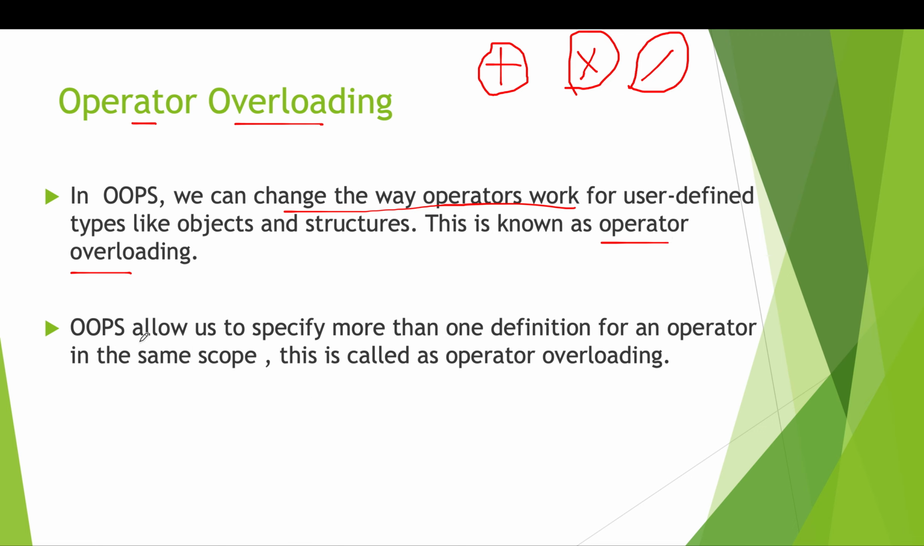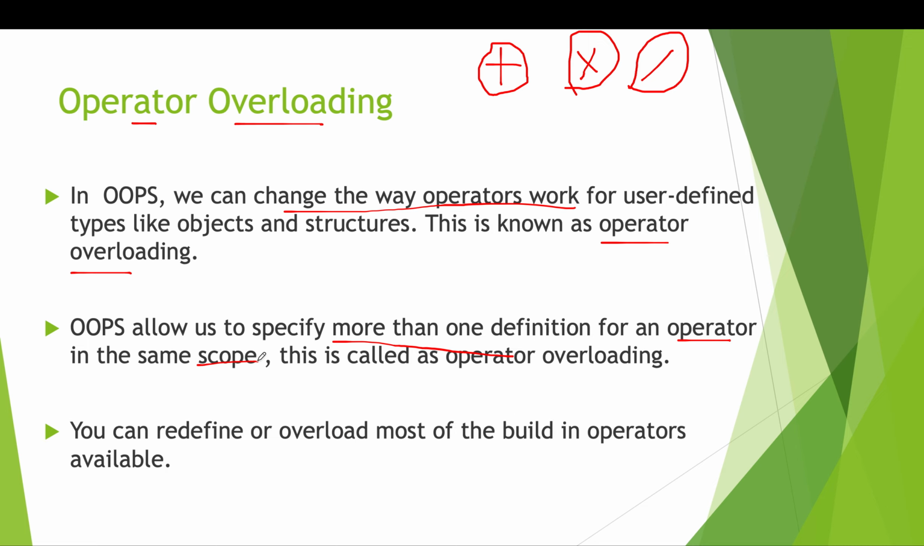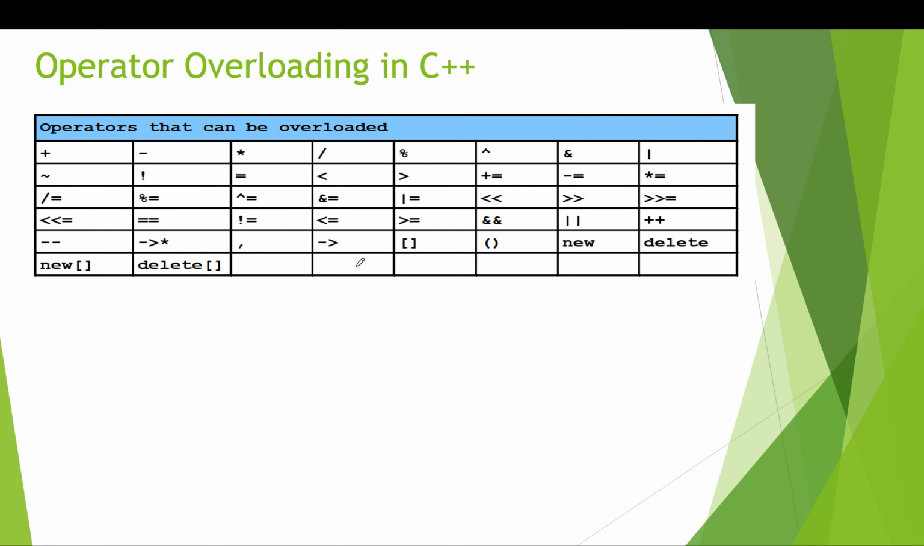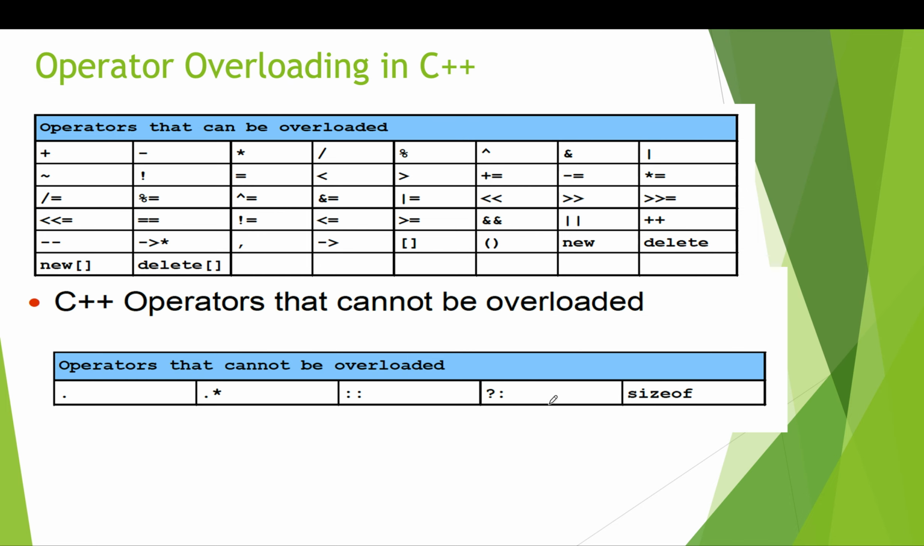In an object oriented language, we are allowed to specify more than one definition for an operator in the same scope. This is called operator overloading, and we can redefine or overload most of the built-in operators which are available. So this is the list of operators in the C++ language which we can overload, and this is the list of operators which we cannot overload. Most of the operators in C++ we can overload.